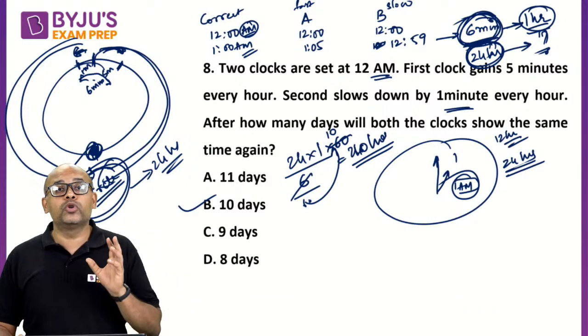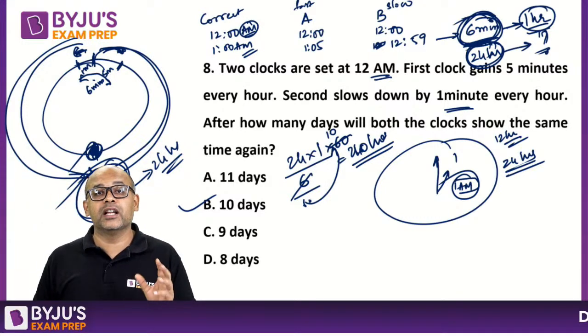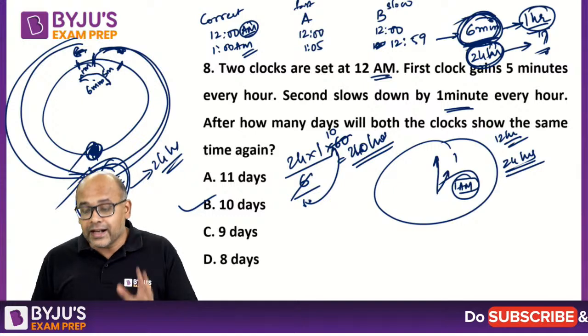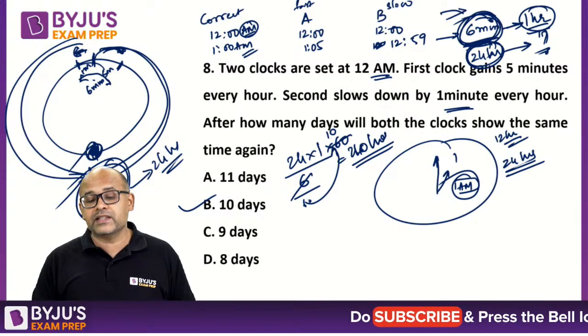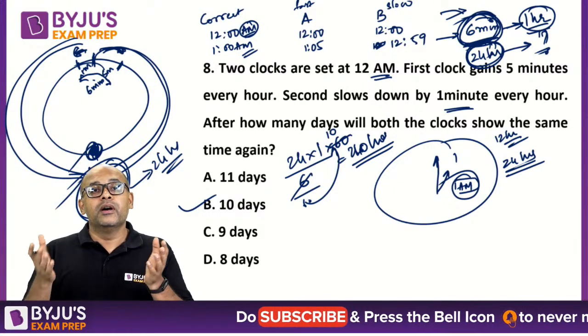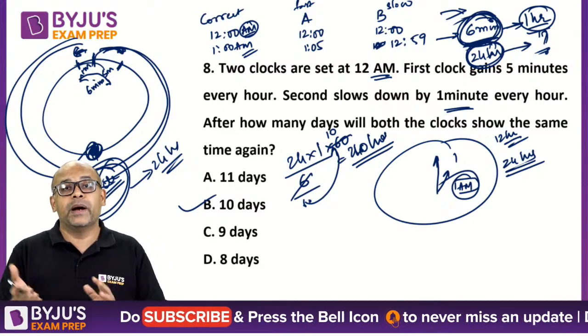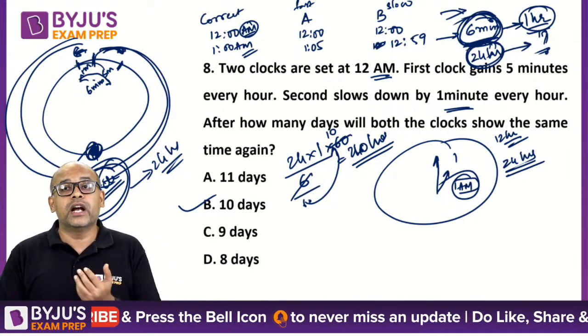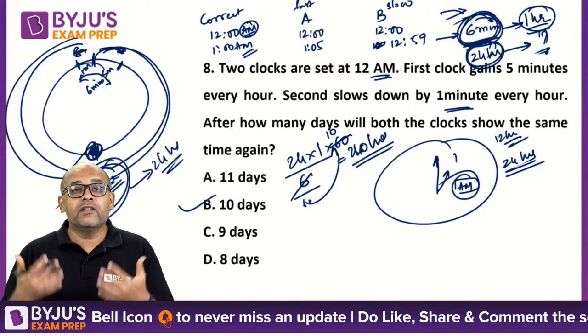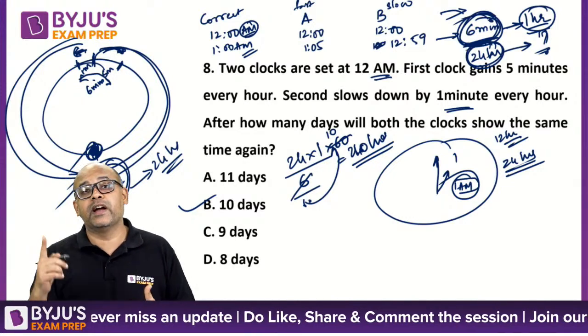So when you're talking about two clocks, one being fast and the other being slow, the net distance between them will always be 6 minutes in this kind of a question. The faster one minus the slower one. So that basically you are adding them up. That will be the distance covered between them in 1 hour.